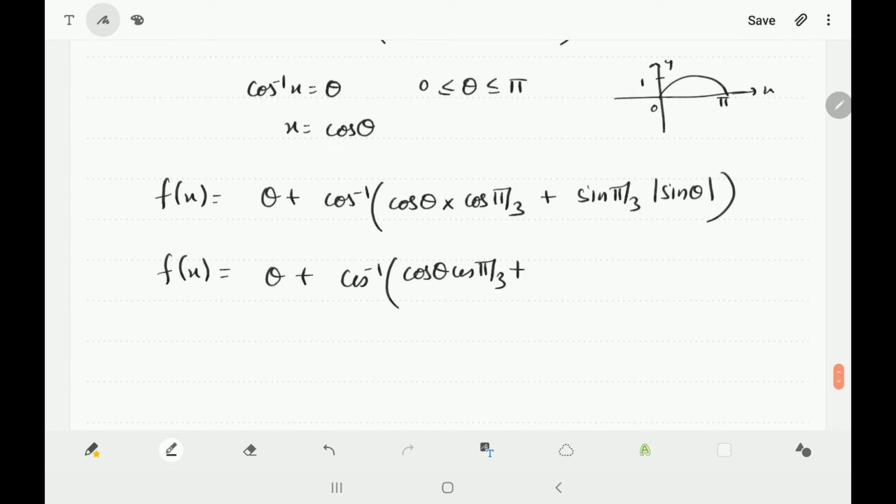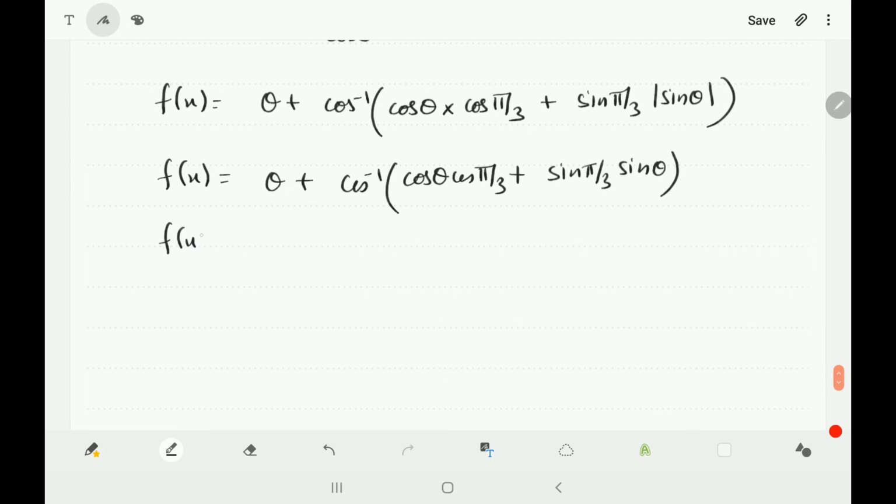Its range is from closed 0 to closed 1. Okay. So the mod will open up as sin theta only. So this will give us the value sin of pi by 3 into sin theta only. So we will have f of x as theta plus cos inverse of cos of theta minus pi by 3. Okay. Because cos of a minus b is cos a cos b plus sin a sin b.